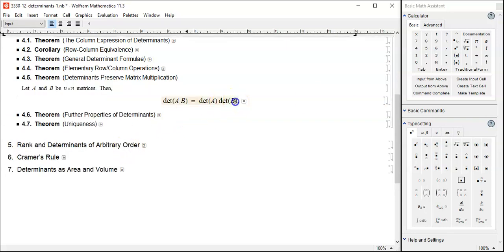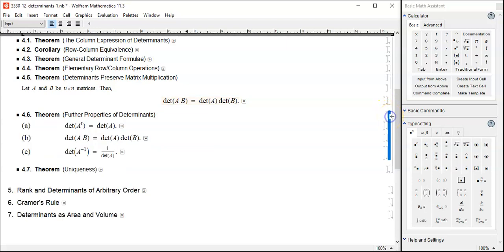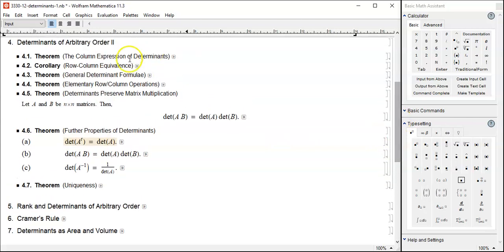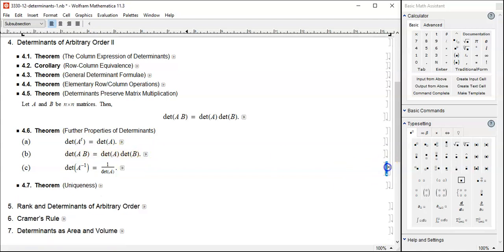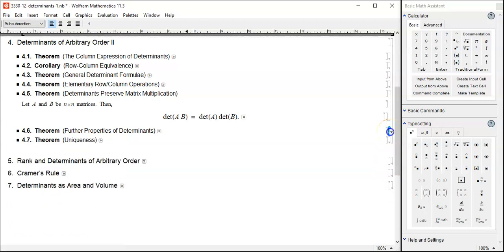Next property, determinant preserves the matrix multiplication. Determinant of AB is determinant of A times determinant of B. Determinant of transpose stays the same, and that's easy because of those column-row equivalences. Determinant of inverse is a reciprocal of the determinant and consequently non-invertible if the determinant is 0. And that's easy because A inverse times A is I and determinant of I is 1. We can apply this. The detail is left to the students.